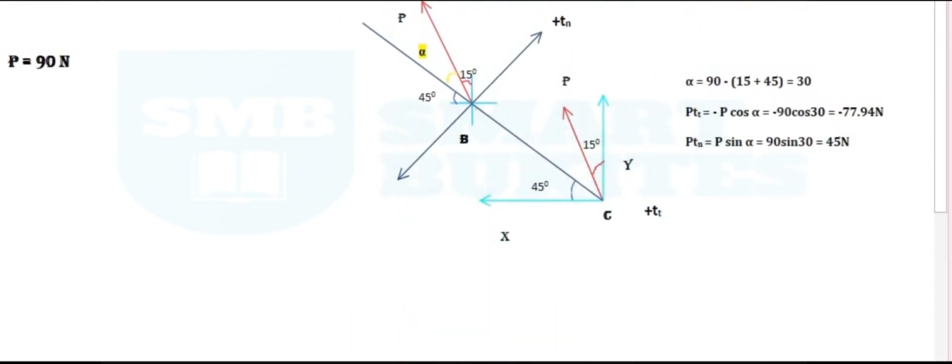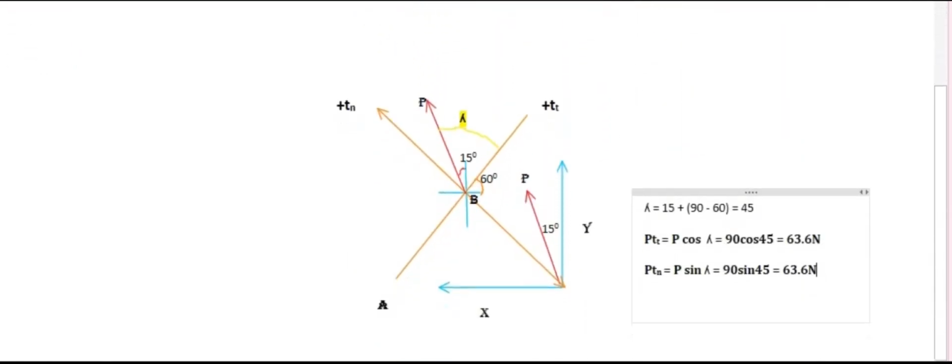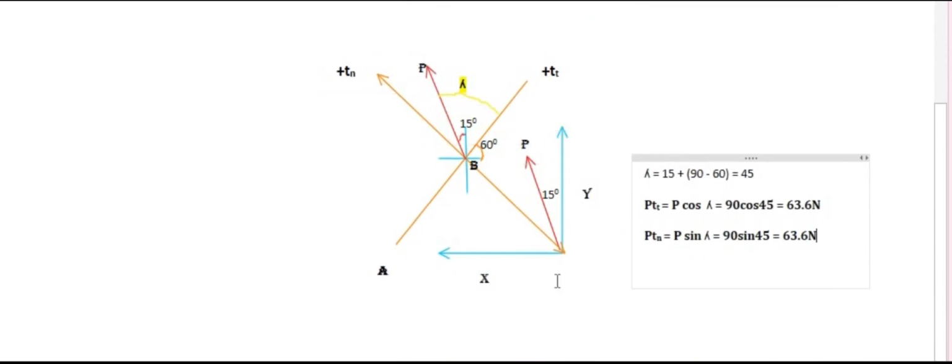So now we have gotten the components of the first P that it makes with this axis, this axis, this axis, and this axis. So that's all for this question.